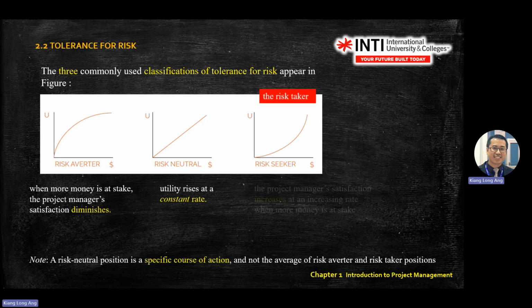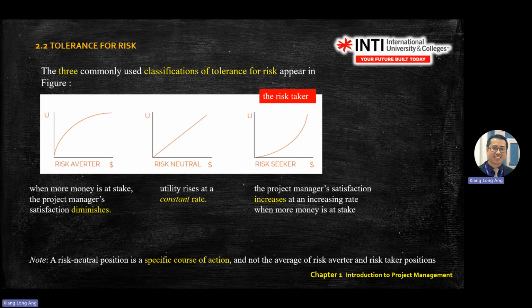Then the third one is the risk taker. For the risk taker, the project manager's satisfaction increases at an increasing rate when more money is at stake. So there is a difference between the left-hand side and right-hand side. On the right-hand side, you want to motivate the project manager, you give more money, and it gives you more. The middle one, you can see the performance is linear with the money. But on the right-hand one, you give a little bit, and the project manager is already very excited. Then you give another one, and maybe the performance triples.